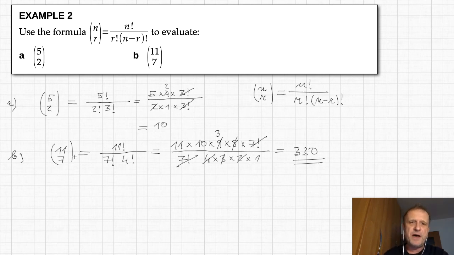So if you have 11 symbols and want to make selections of them without regard to order, each selection containing 7 objects, then there are 330 ways to create such selections.